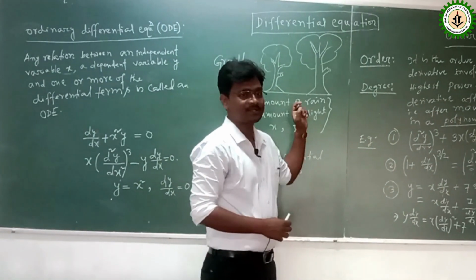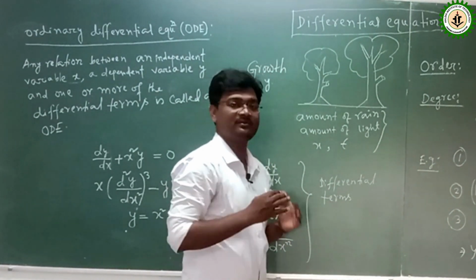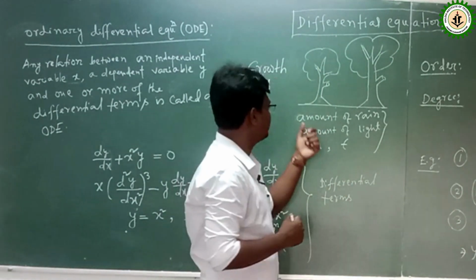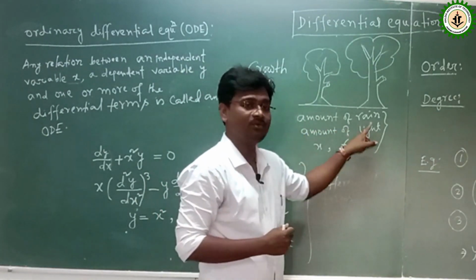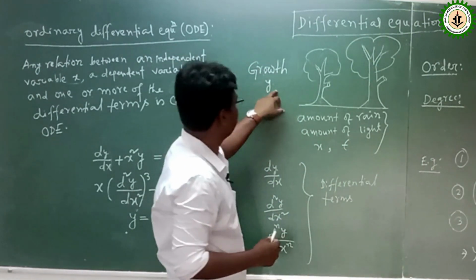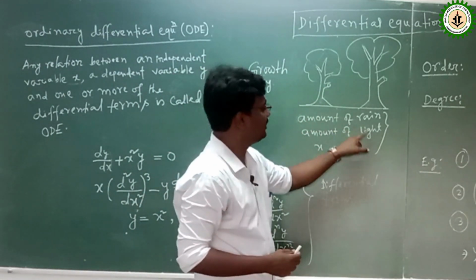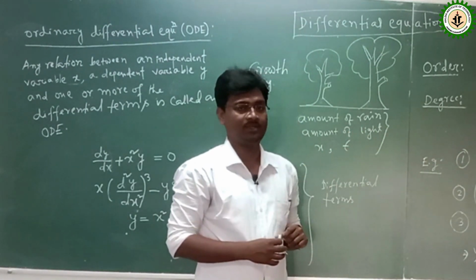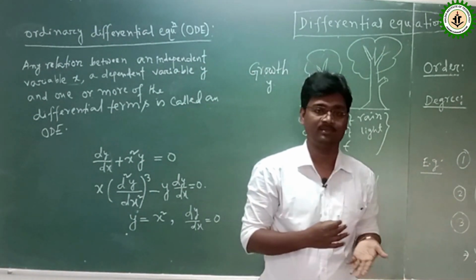So today I will discuss the differential equation. Before that, we need to know what dependent variables and independent variables are. For example, consider the growth of a tree. Suppose it depends on the amount of rain and the amount of light. So here the growth of a tree is a dependent variable. It depends on the amount of rain and the amount of light, so these are independent variables. Dependent variable means that it depends on other variables.